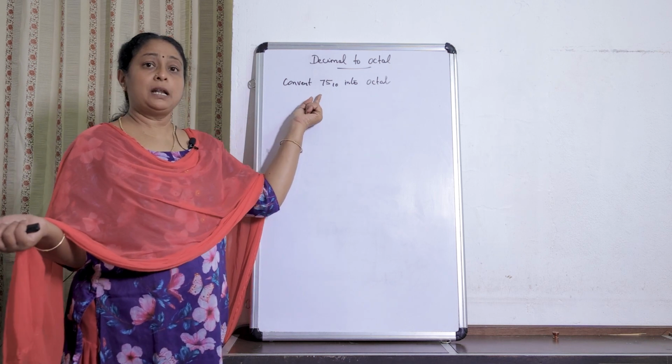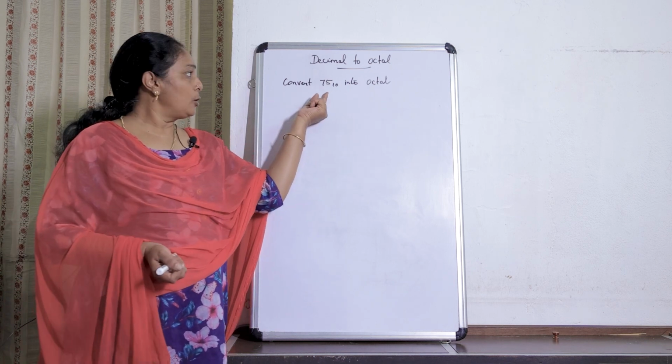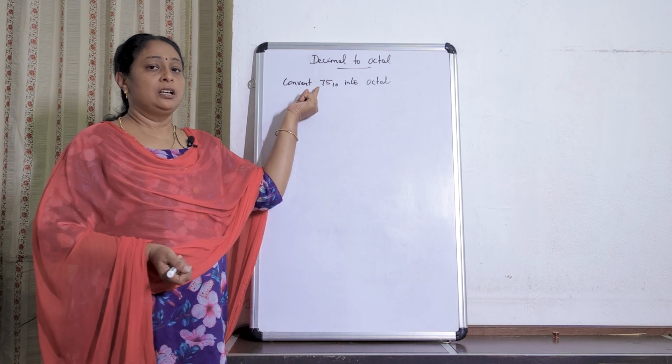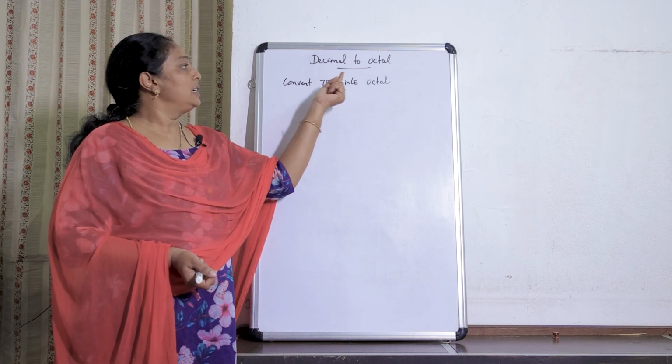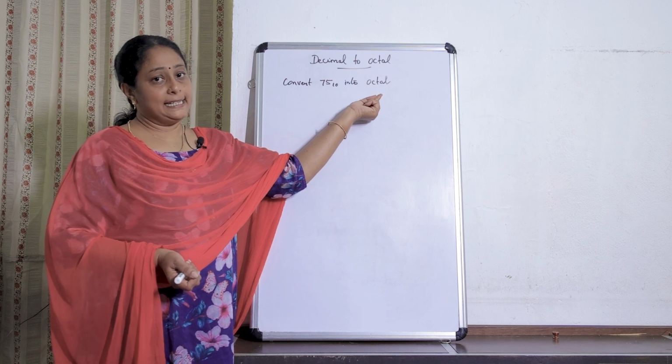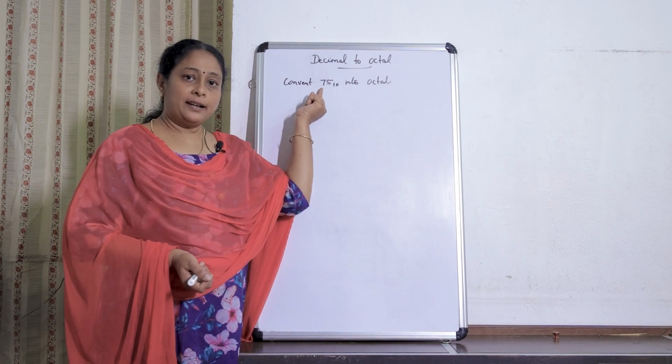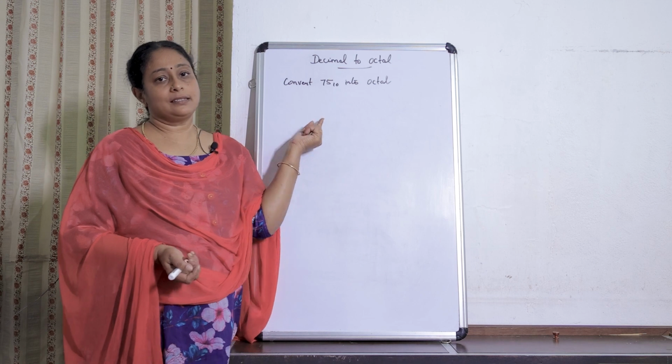The same decimal number I am going to convert into octal. So here also decimal comes first, so it is division. With what number should we divide this 75? It is the base of octal, 8. So 75 to be divided by 8. Repeated division by 8 is the method.